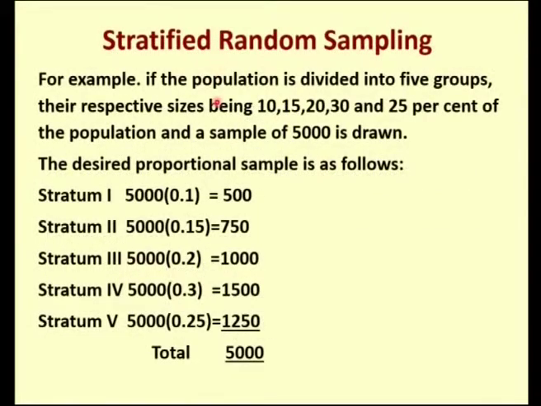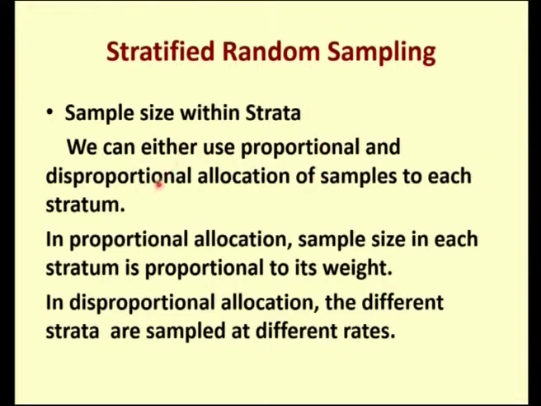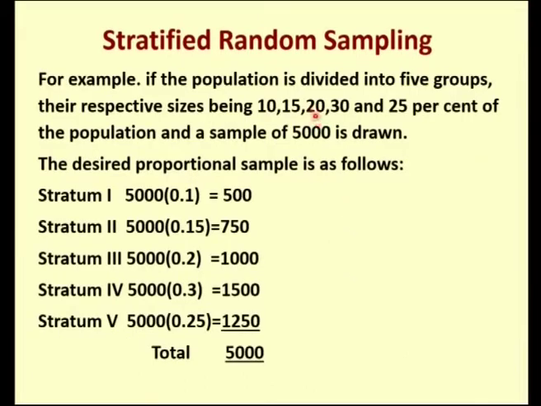See here, the population is divided into 5 groups, and their respective sizes are 10, 15, 20, 30 and 25% of the population. These are the weights. In proportional allocation, the sample size in each stratum is proportional to its weight, and here the weights are given as 10, 15, 20, 30 and 25% of the population, and a sample of 5000 units is drawn. So the sample size is 5000.